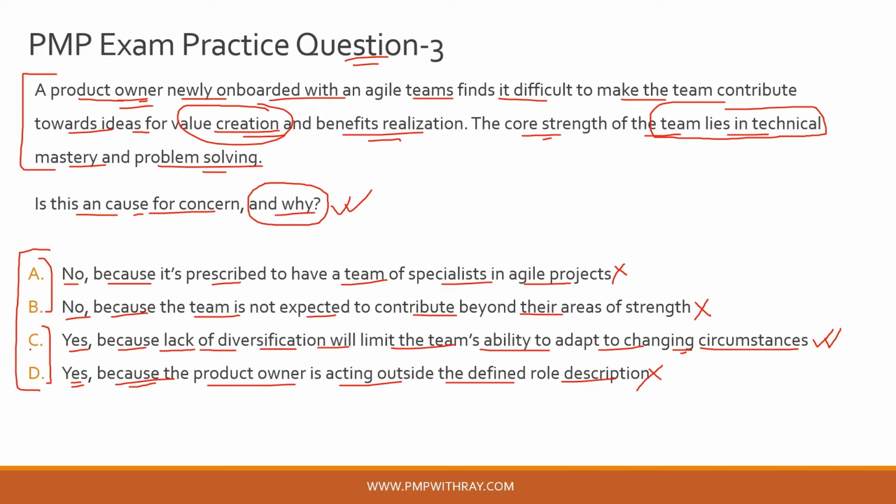So the correct answer to this question is option C, which is yes, this is a cause of concern for me as a product owner, because all of the team members here in my team are specialists, or let's say I-shaped individuals now, and that will limit my team's ability to adapt to changing circumstances if that comes in the future. Okay, so that is why the correct answer is option C.